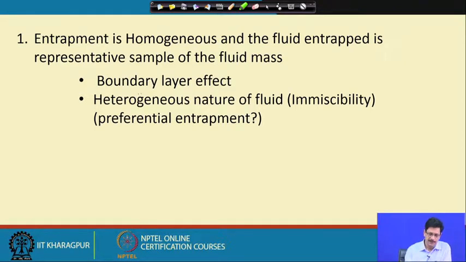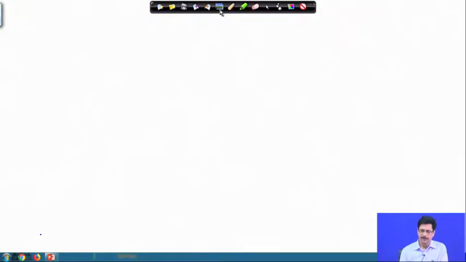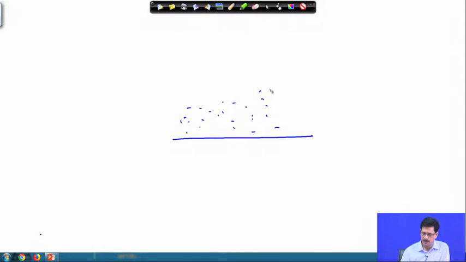What people propose, or the way the discussion is sometimes made, is that there is something like a boundary layer effect. For example, we have that this is a substrate and we have some kind of an open space where the crystal is growing, and let us say that the crystal is growing from here, in a manner that we showed before, that it will grow layer wise.